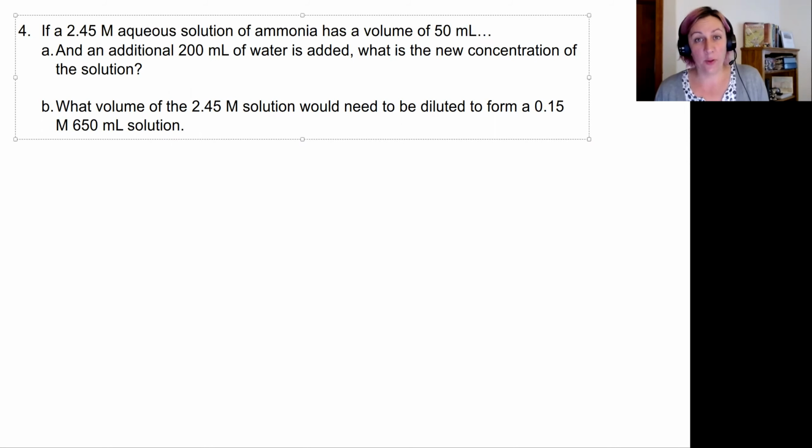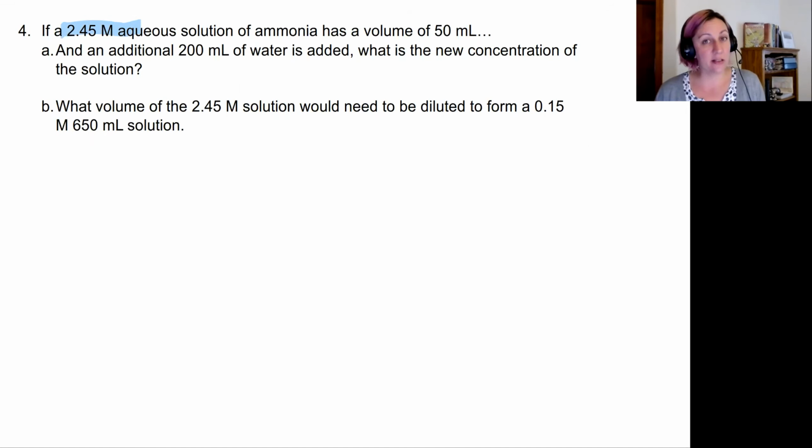In this video, I'm going to go over our solution to our last practice problem for the Chapter 3 lecture, and this one has to do with dilution. So the problem is telling me that I have a 2.45 molar aqueous solution of ammonium that has a volume of 50 milliliters. So that's what I'm starting with. Before I read anything else, I'm just going to write that down. So my C1 is equal to 2.45 molar, and my V1 is equal to 50 milliliters. All right, let's keep going.